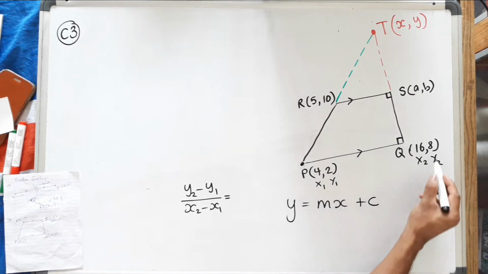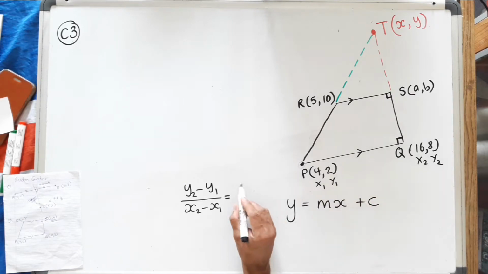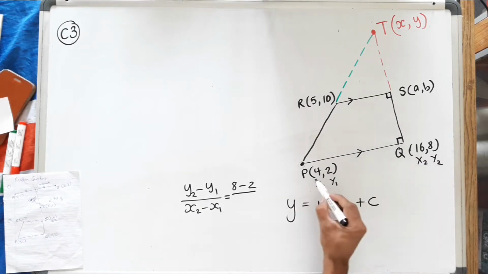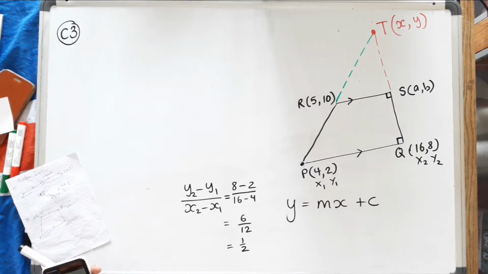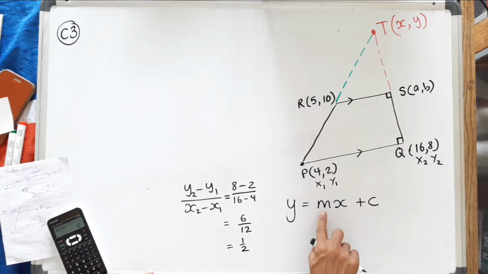Let's try it here. y2 minus y1: 8 minus 2, divided by x2 minus x1: 16 minus 4. That's 6 divided by 12. Hey, got a nice number. It's a half. All right, just double checking everything, 8 minus 2 and 16 minus 4. So that means the gradient of the line PQ is a half.